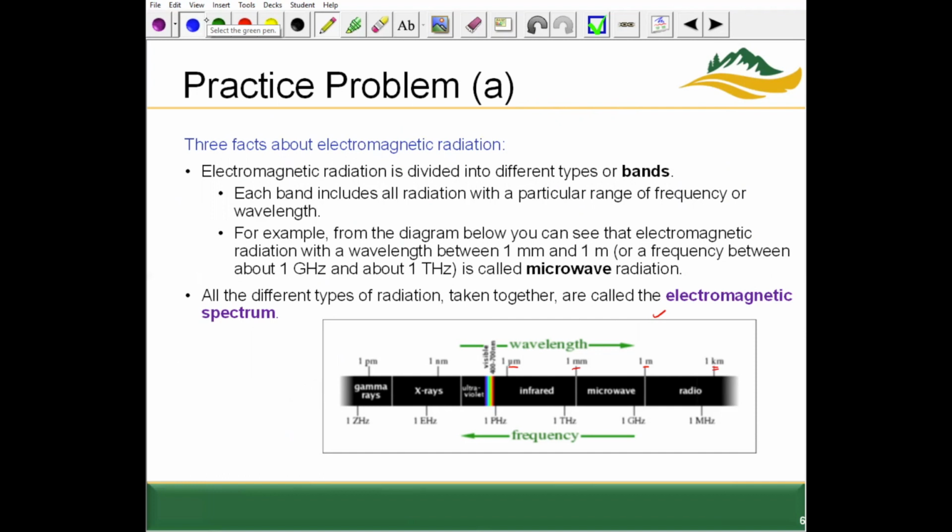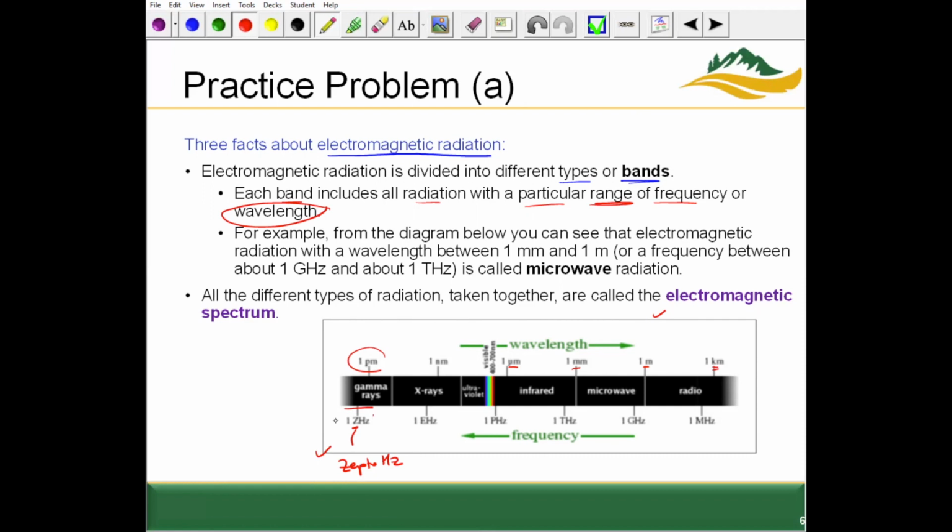So we looked at this a moment ago. Let's talk more about this. So different facts about electromagnetic radiation. So electromagnetic radiation is divided into different types or can be thought of as bands of radiation. Each band includes all radiation with a particular range or frequency of wavelength. So a certain band that's gamma rays, that would be in the range of 1 picometer of wavelength. And then 1 zeptohertz is technically that Z out front. We did not look at this prefix, so don't worry about this one.